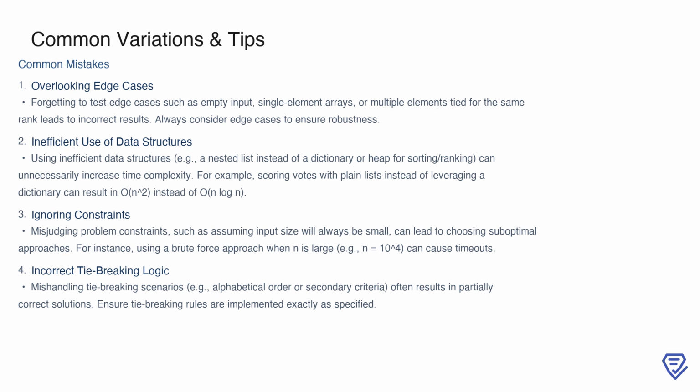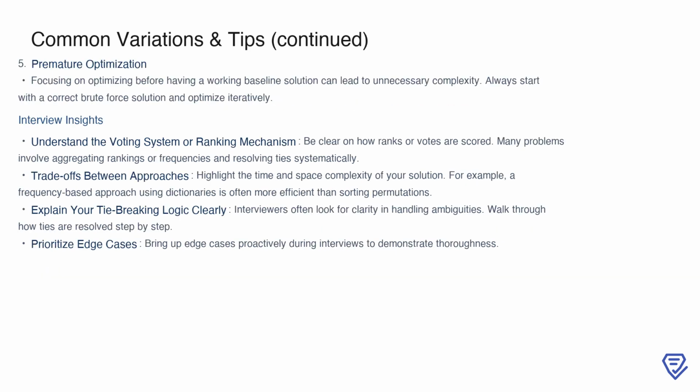Lastly, pay careful attention to tie-breaking logic. Mishandling scenarios like sorting alphabetically or resolving ties based on secondary criteria can result in solutions that are only partially correct. Always implement tie-breaking rules exactly as specified in the problem statement. Premature optimization is another pitfall to avoid. Jumping into optimization efforts before establishing a working baseline solution can make the code unnecessarily complex and harder to debug. It's always a good idea to start with a correct brute force solution and optimize iteratively once the basic functionality is in place.